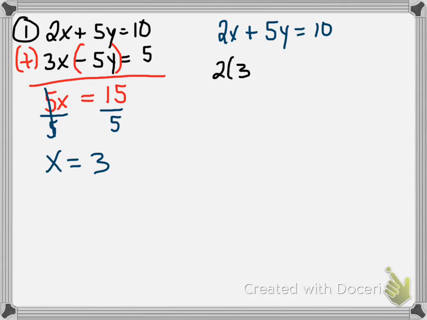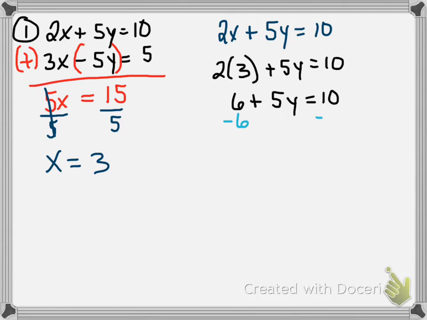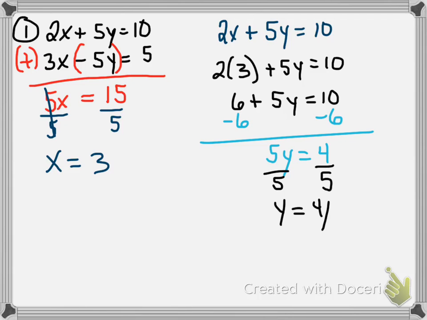So 2 times 3 plus 5y is equal to 10. So it'll be 6 plus 5y equals 10. We're going to subtract 6 from both sides. We get 5y is equal to 4. And then when we divide by 5, we end up with y is equal to 4/5. So the ordered pair solution for that example is going to be (3, 4/5).